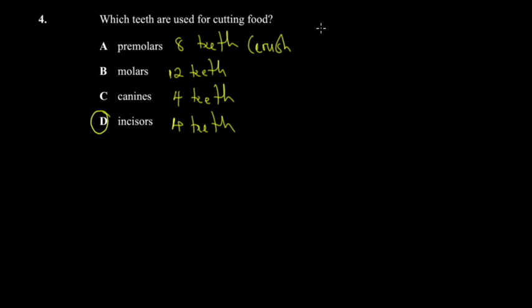So if you're asked next time which teeth are used for crushing food, it is the premolar. And then the molars are used to grind food. That's why I have many of them here. And the canines are used to tear food. So take note of this so that if you're asked any question on this, you'll know.